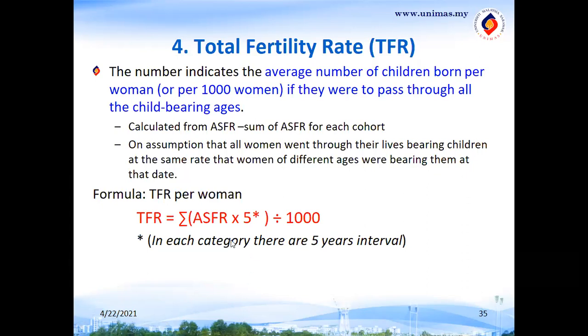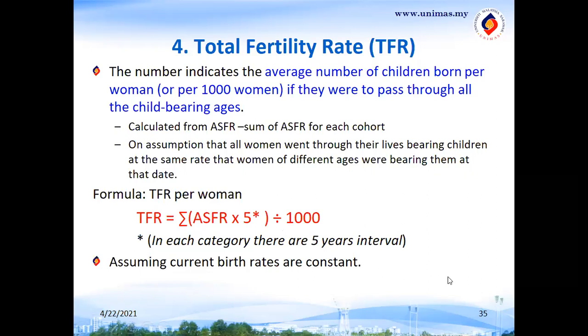So the SFR sebenarnya adalah the average per that group of women actually. Yeah, that's the reason. Jadi kita sum up all that, and then divide by 1,000. So in each category there are 5 years interval tadi lah. That's the reason kita darab sini.